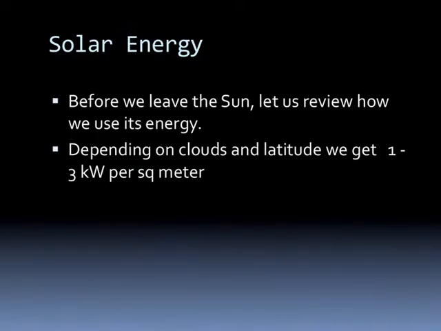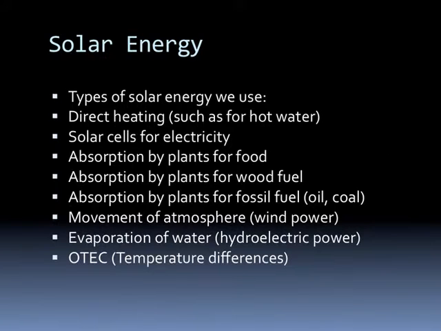Now, before we leave the sun, I want to review how we use its energy. Depending on what the cloud layer is and what our latitude is, we essentially get about 1 to 3 kilowatts of energy from the sun on every square meter of the Earth. So there are lots of types of solar energy that we use. The first is, of course, just direct heating. You just put out some black pipes, and we'll get hot water that way. We can use solar cells for electricity.